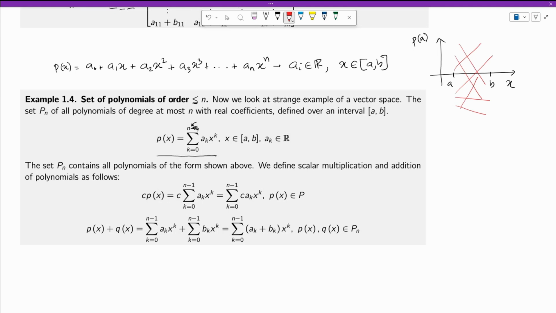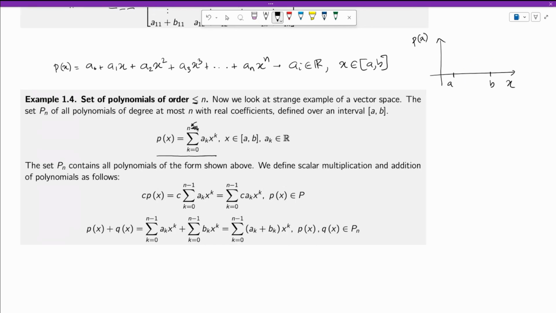All lines, straight lines, or line segments between a and b. If you had a second order polynomial, then all sorts of parabolas between a and b, and all that, right? So those are the different possible polynomials that you have, okay, for any given order.